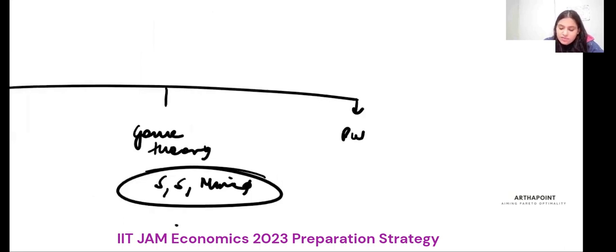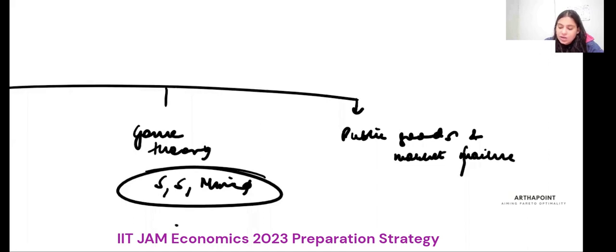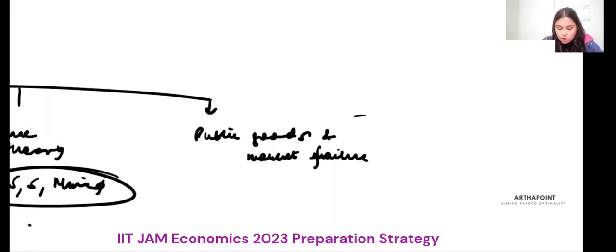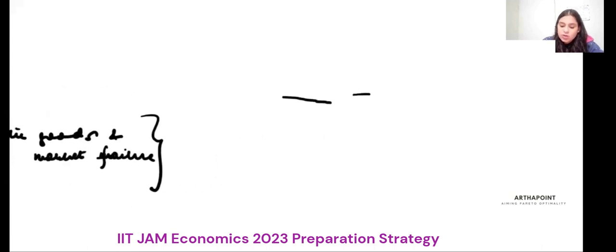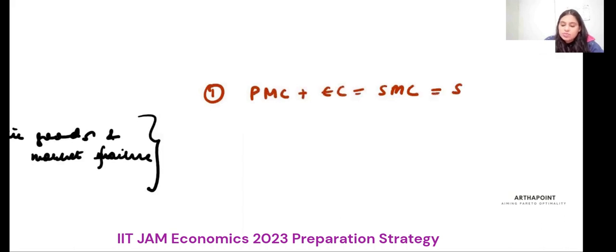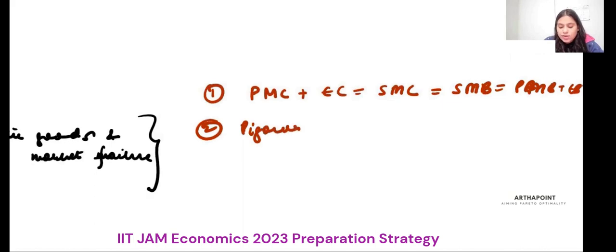Achha, next we have public goods and market failure. इसको 3 parts में हम dividing. हर एक का एक question has to be done. वही करना है और कुछ नहीं करना. The first thing is you will do a question on externalities. When I say externalities, you should know private marginal cost plus external cost is social marginal cost. It has to be equated to social marginal benefit, which is private marginal benefit plus external benefit. एक ये. दूसरा, you should know how to calculate Pigovian tax and subsidy.